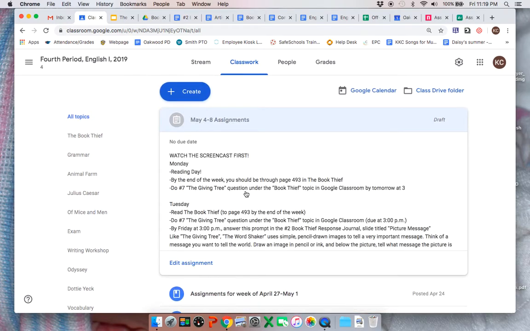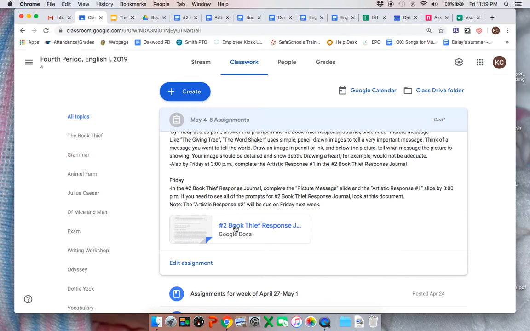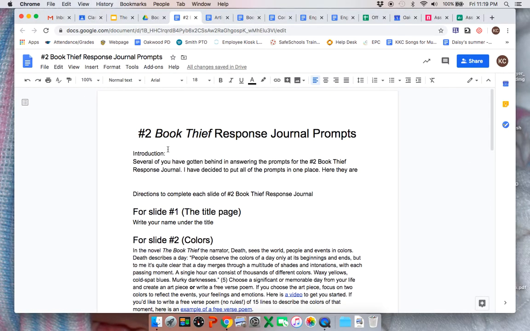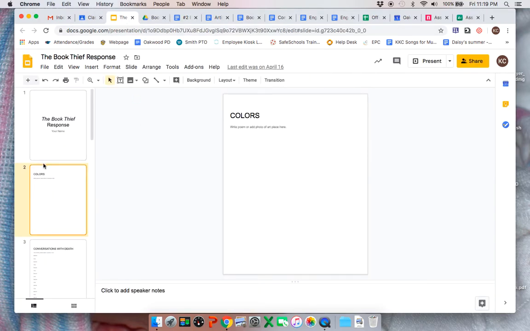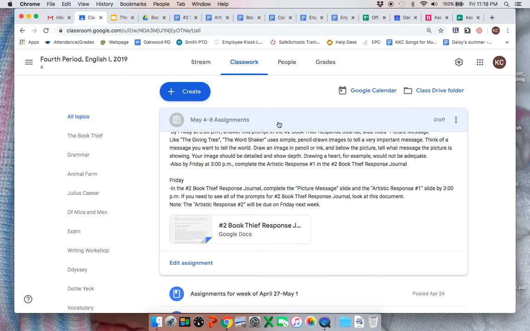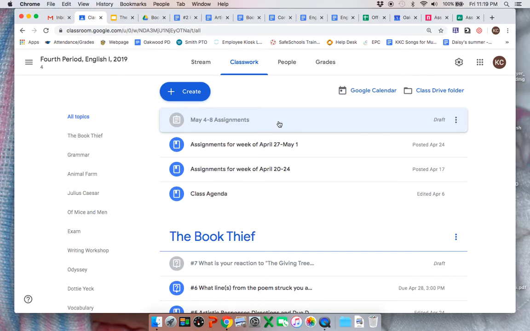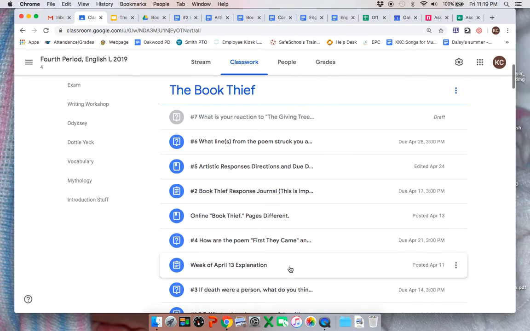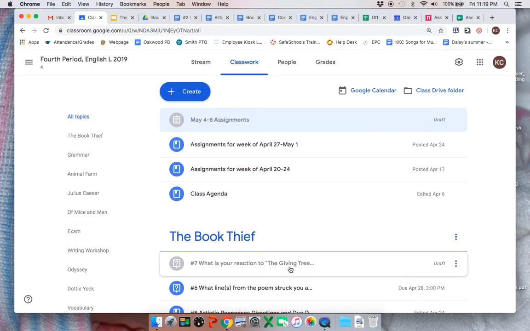On here, the document is also linked at the bottom. That number 2 Book Thief Response Journal goes through all of the things that are due, all of the ways to complete this document, which is really where most of your grade is coming from for the Book Thief. I hope this has been very clarifying for some of you who are way behind. If you have any questions, please ask me, and I will go over those. But that is the work for the week.